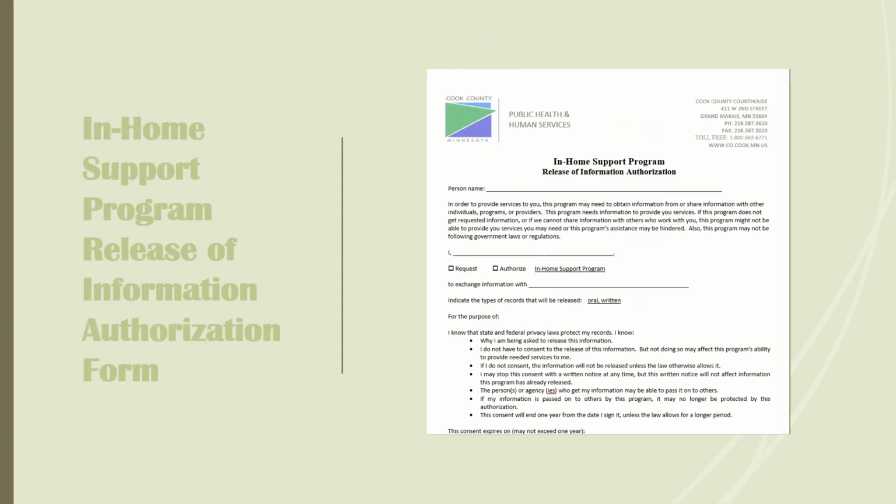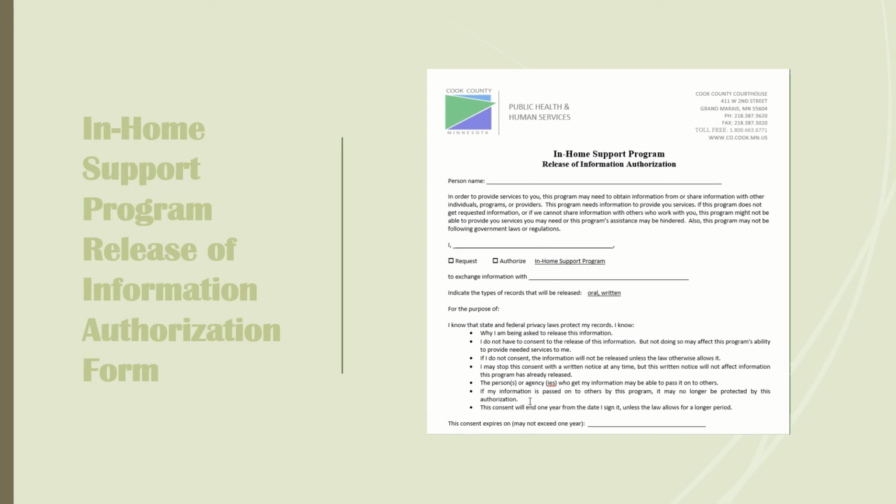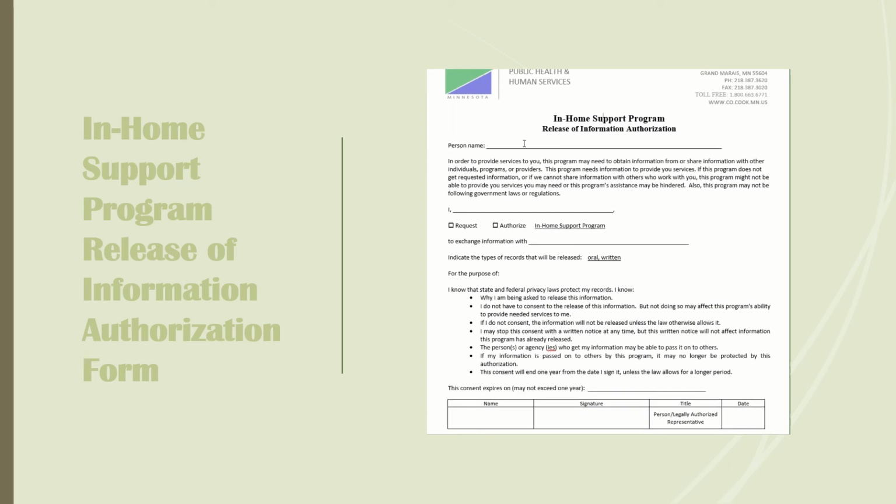You are now looking at the In-Home Support Program Release of Information Authorization form. On this form, the individual will be releasing information to be shared with others. It begins at the top with the individual's name, and then the statements: in order to provide services to you, this program may need to obtain information from or share information with other individuals, programs, or providers. This program needs information to provide you services. If this program does not get requested information, or if we cannot share information with others who work with you, this program might not be able to provide you services you may need, or this program's assistance may be hindered.